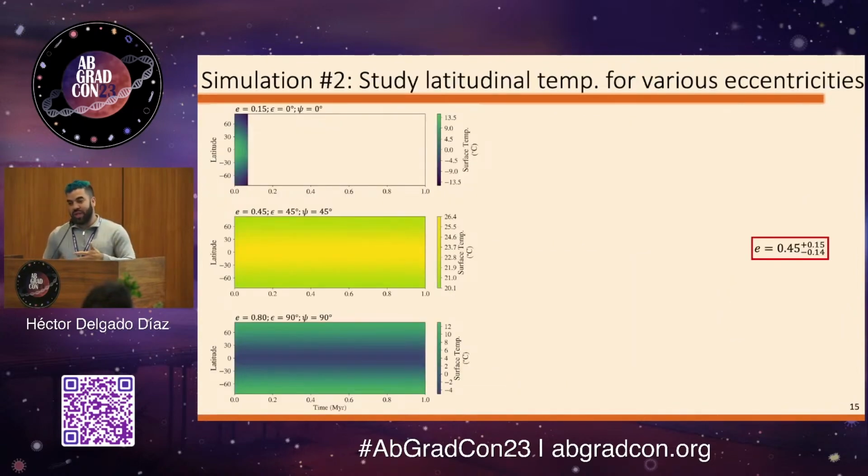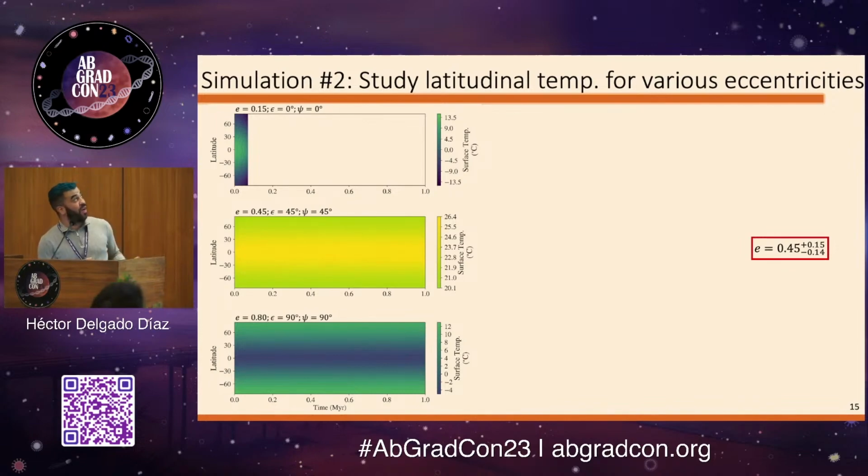We then did a study of latitudinal temperature for various eccentricities. And here, remember that the eccentricity is 0.45. But if we look at the error value of their calculation, it is plus or minus 0.15 to 0.14. So if we want to study this to 3 sigma confidence, that means we had to do a range of 0.03 eccentricity to 0.9 eccentricity.